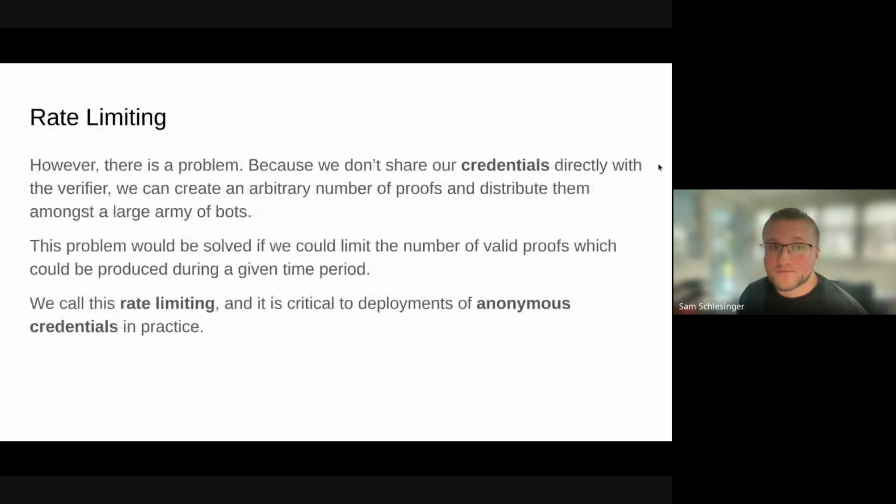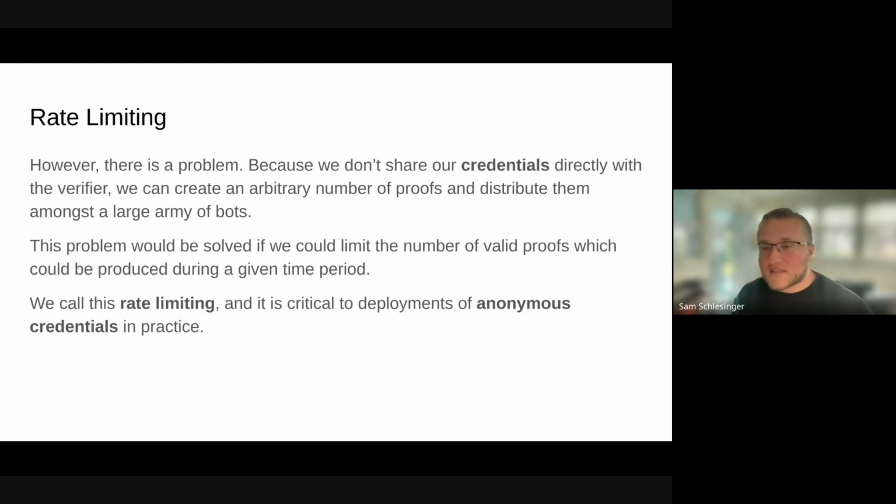Next slide. But there's kind of a problem with what I've said so far, in that because we don't share our credential with the relying party, we can create an arbitrary number of proofs from that credential and distribute them amongst a huge army of bots. We could even distribute our credential and they could locally create proofs of an arbitrary amount, and then they could just authenticate to everything.